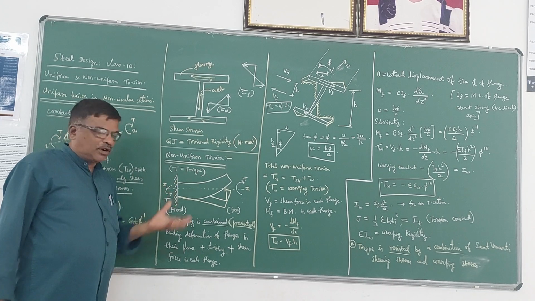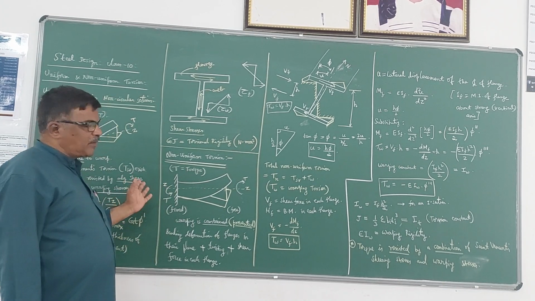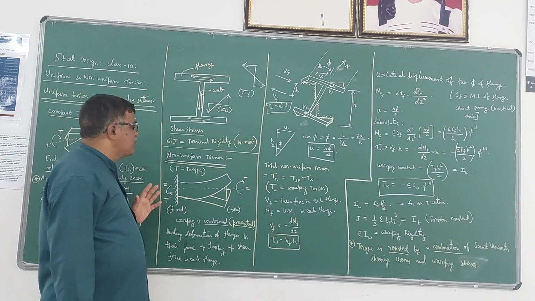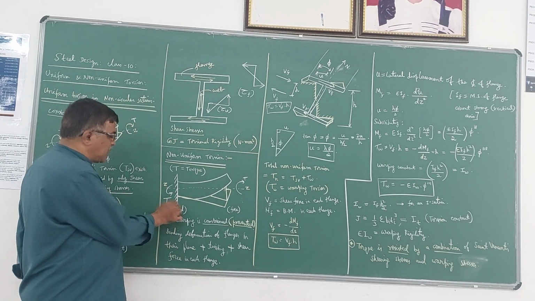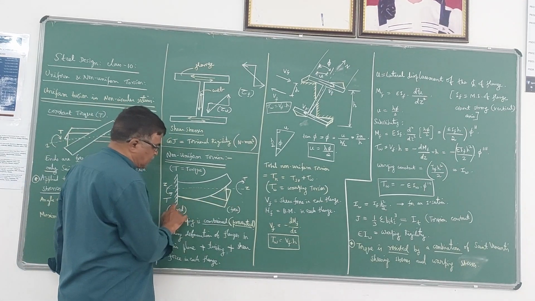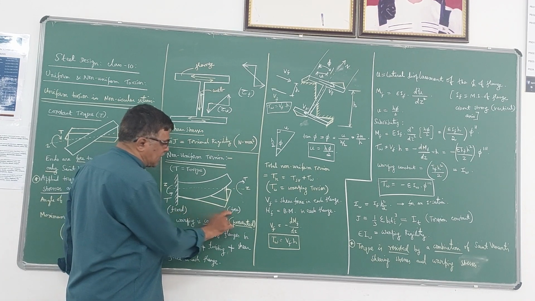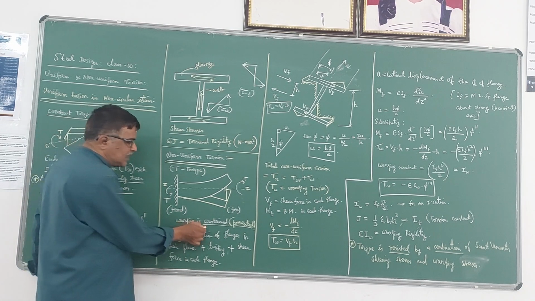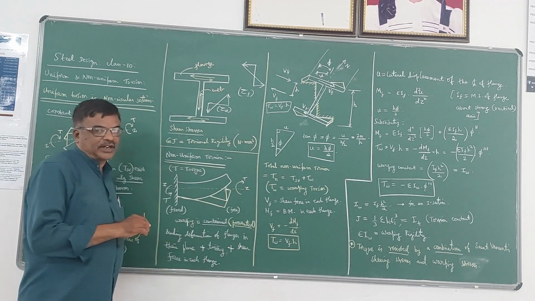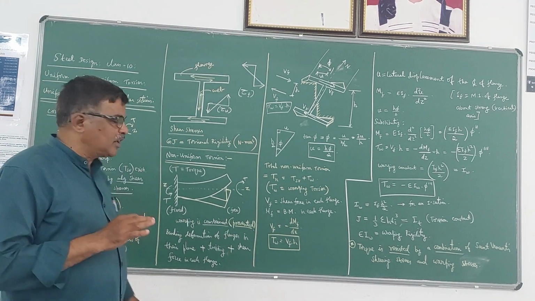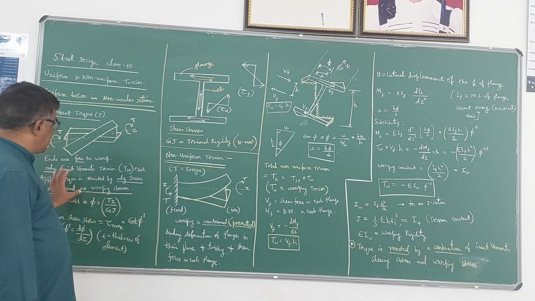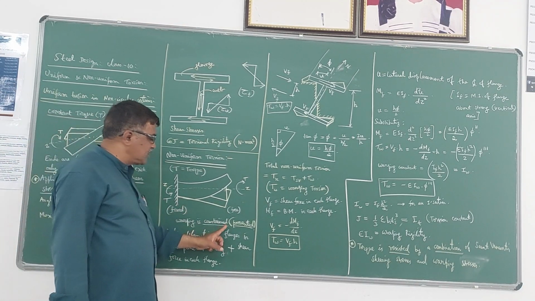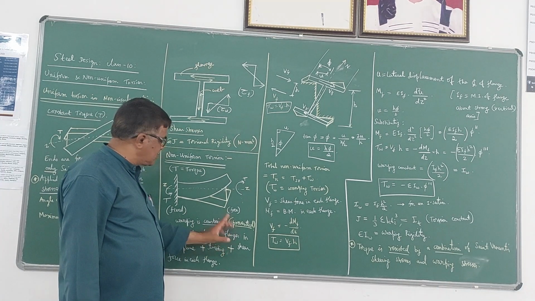Coming to non-uniform torsion, suppose it is the same I section having some length z, fixed at one end and free at the other end. Observe here, fixed at one end and free at the other end. If it is fixed, what happens? The warping is constrained or prevented or restrained. That is the difference here. Warping will be there at both the ends in the earlier case, but here it is constrained or prevented.